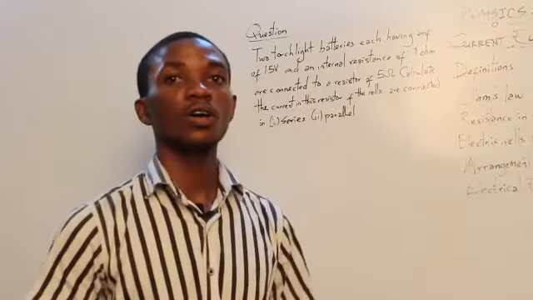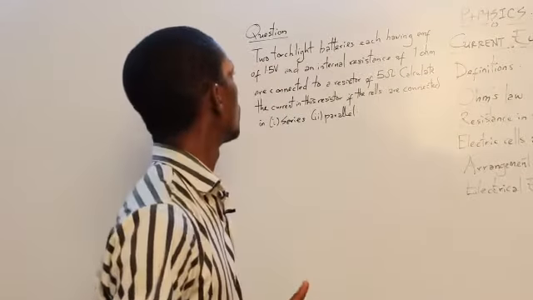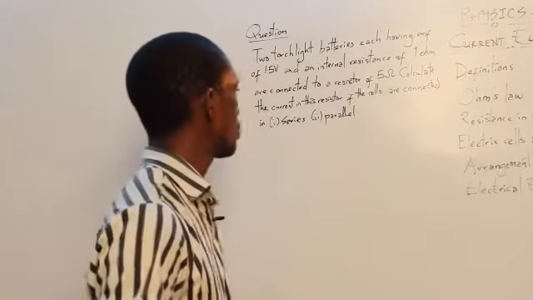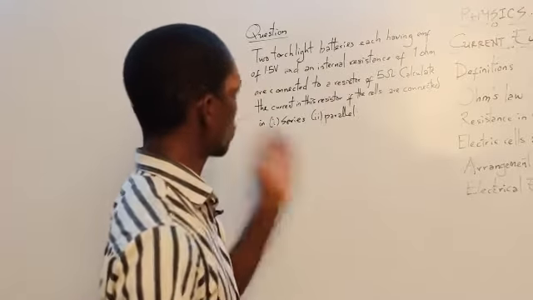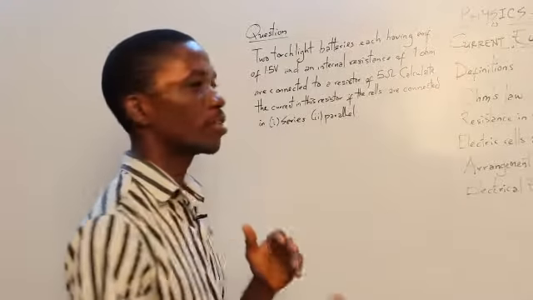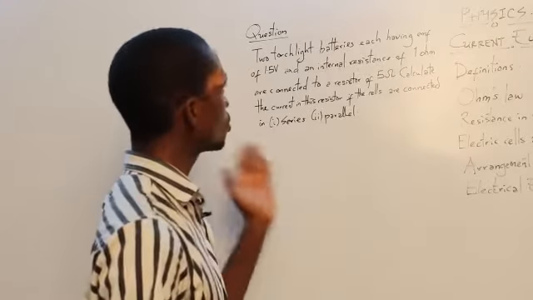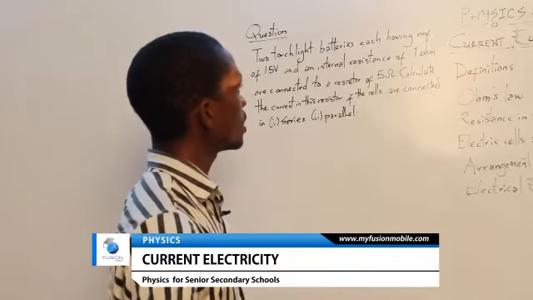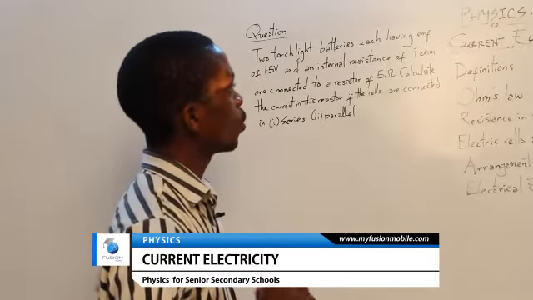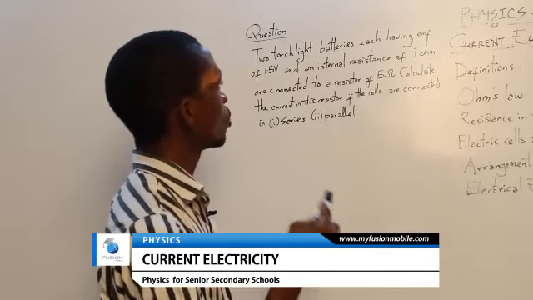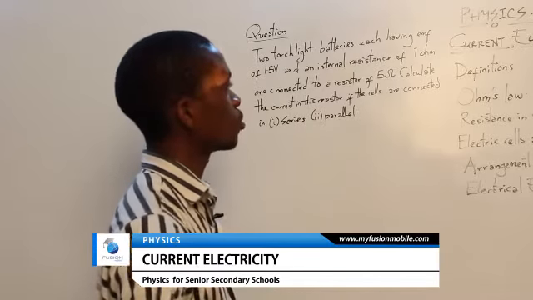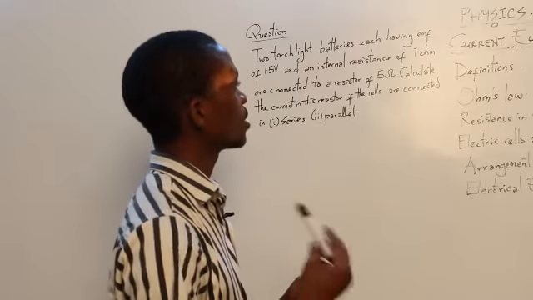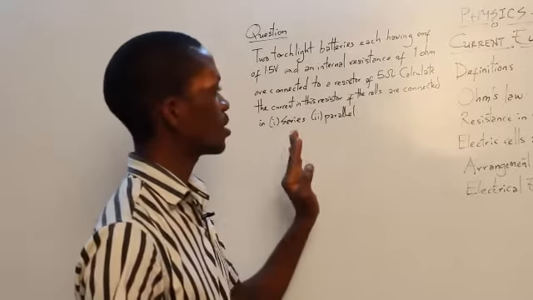So let's take a question on series connection and parallel connection of cells. The first question we'll be taking is on series connection. That is a 2-in-1 question that's covering both series and parallel connection. So it's 2 torchlight batteries having EMF 1.5 volts and internal resistance of 1 ohm are connected to a resistor of 5 ohms. Calculate the currents in the resistors if the cells are connected firstly in series, then in parallel.